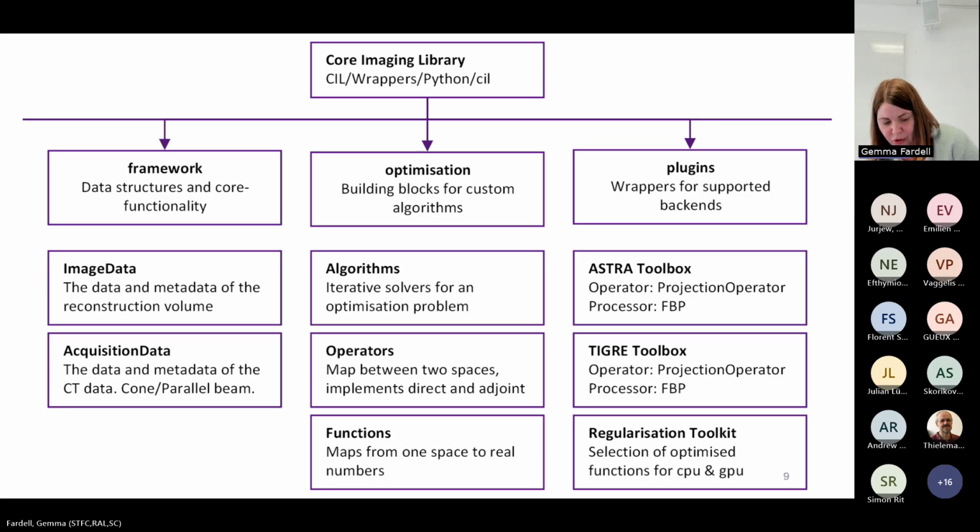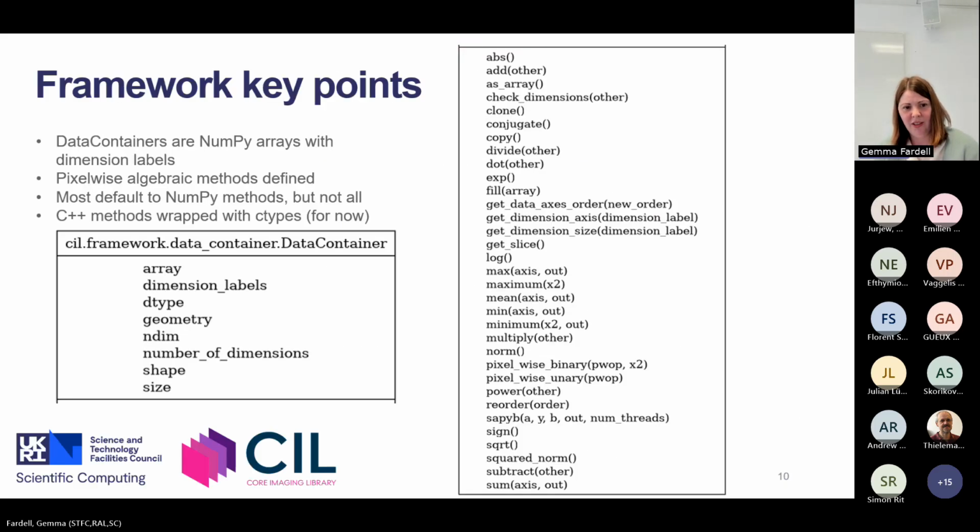The optimization module is where our algorithms live. We have lots of templated algorithms that the users can put different functions into for their data fidelity or their regularization. We define functions as the things that map from one space to a real number, such as TV or least squares, and operators as the things that map between two spaces. So the direct and adjoint, the physics model or projection operators, are examples.